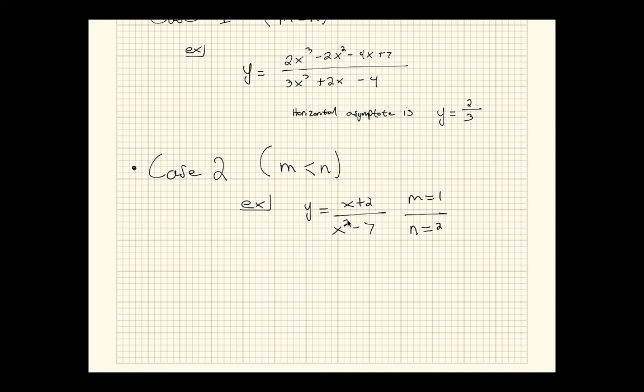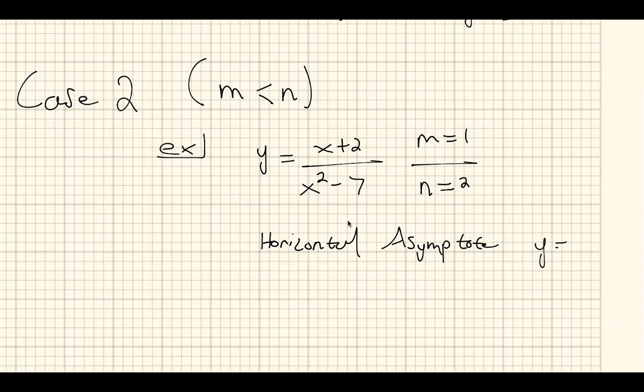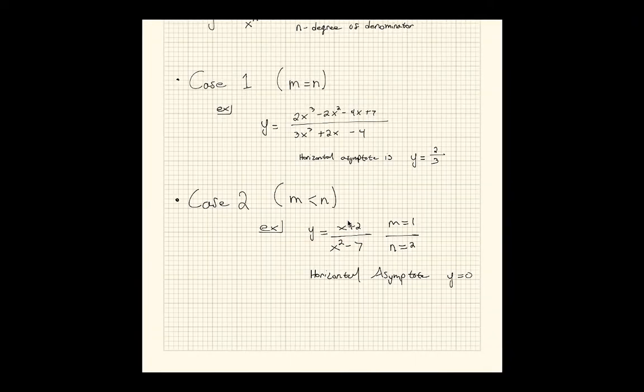So this is pretty easy. There's not really anything to do. All you need to do is recognize that. And then the horizontal asymptote is just y equals 0. And it's always that whenever m is less than n. If the degree of the numerator is less than the denominator, you have a horizontal asymptote at y equals 0. That's my second case.